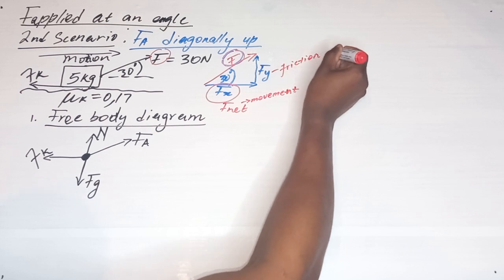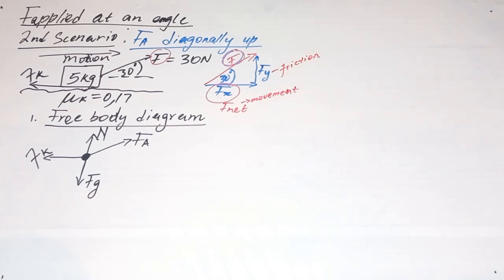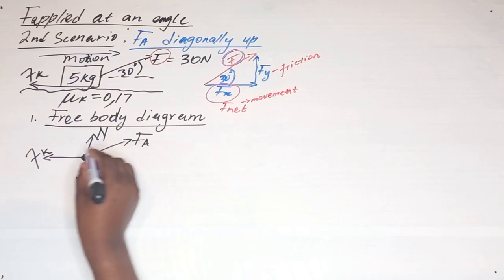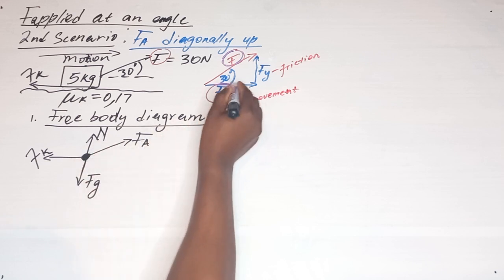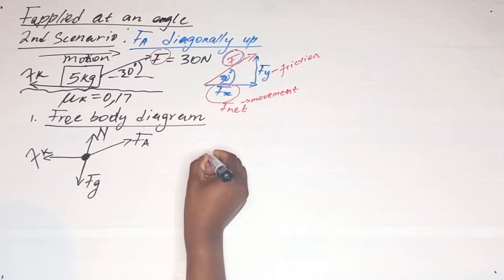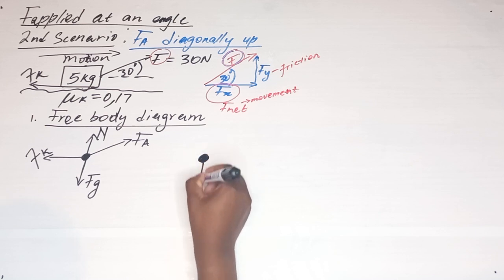So this is a standard way of understanding the components, the use of the components. So now let us break it down so that you understand what's going on here. We are going to break this F applied into its components. Let me make a free body diagram which is a little bit bigger.